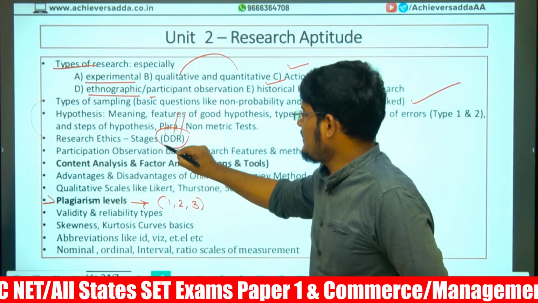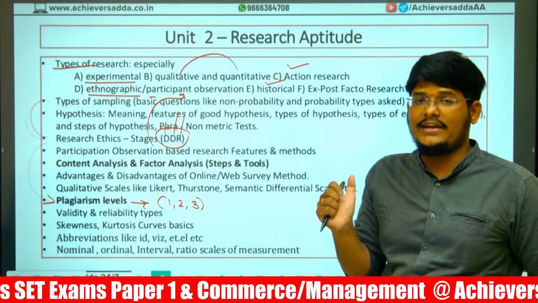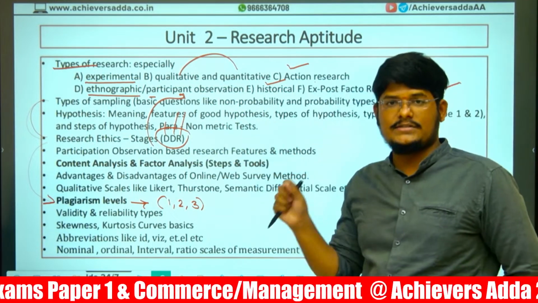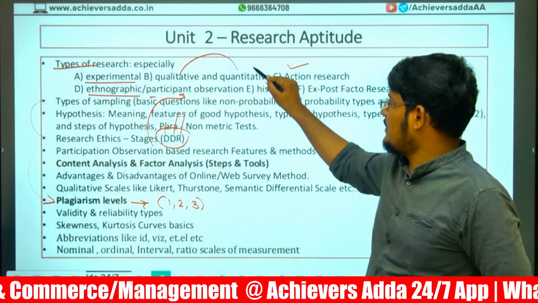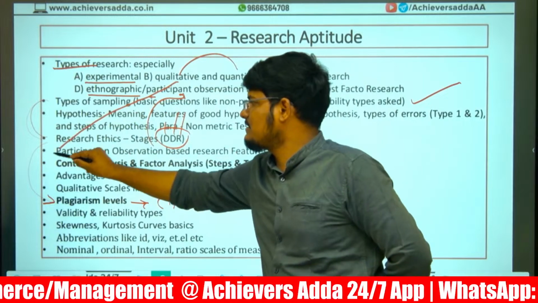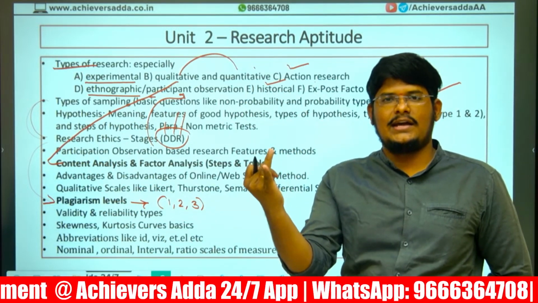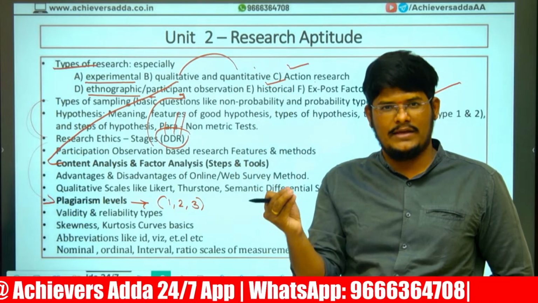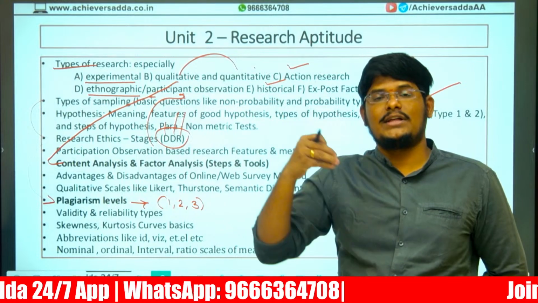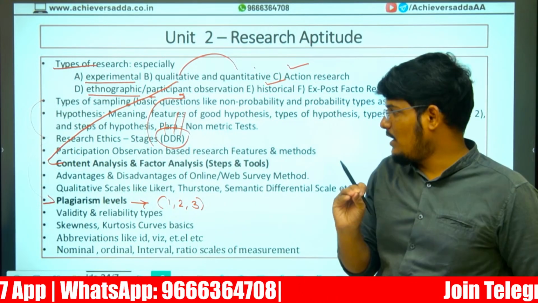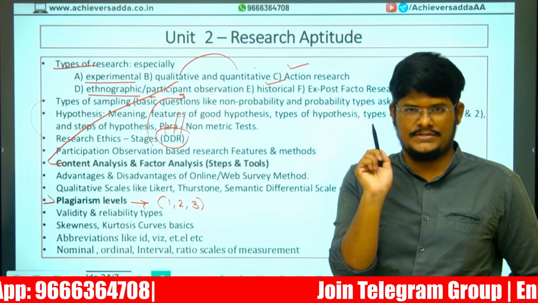Next, participant observation based research. Already here it is mentioned, but why is it mentioned separately? Separate questions are many. And in qualitative research analysis, there are methods: content analysis, factor analysis, thematic analysis. Those are the analyses which will be used in qualitative research. The qualitative research, content, factor analysis, thematic analysis, features.